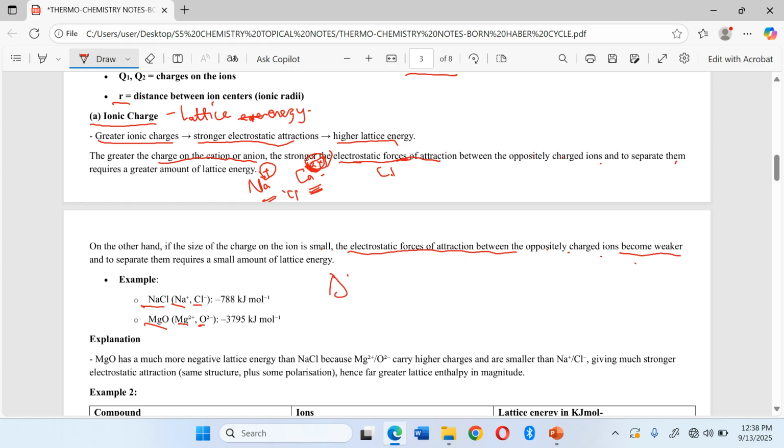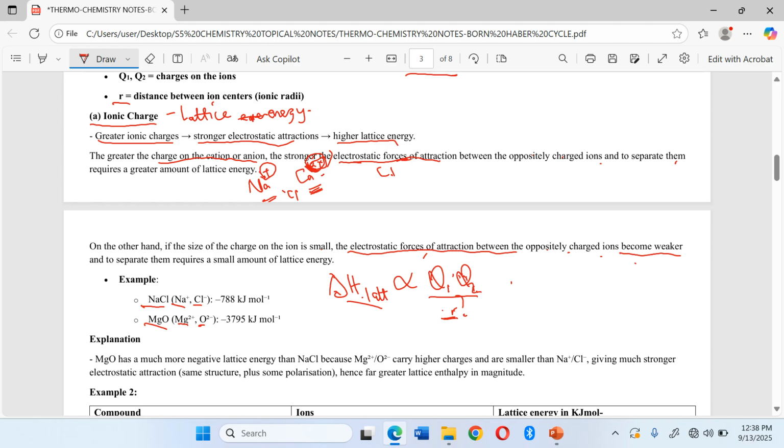Coulomb said that the enthalpy change in lattice is directly proportional to the charge on the first ion times the charge on the second ion over R, where R is the radius. So the higher the charge, the higher the lattice. And the smaller the radius, the bigger the lattice. And the bigger the radius, the smaller the lattice.